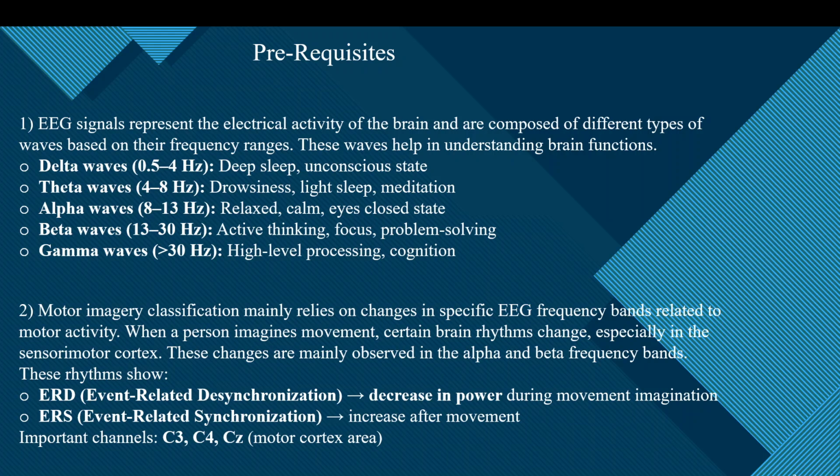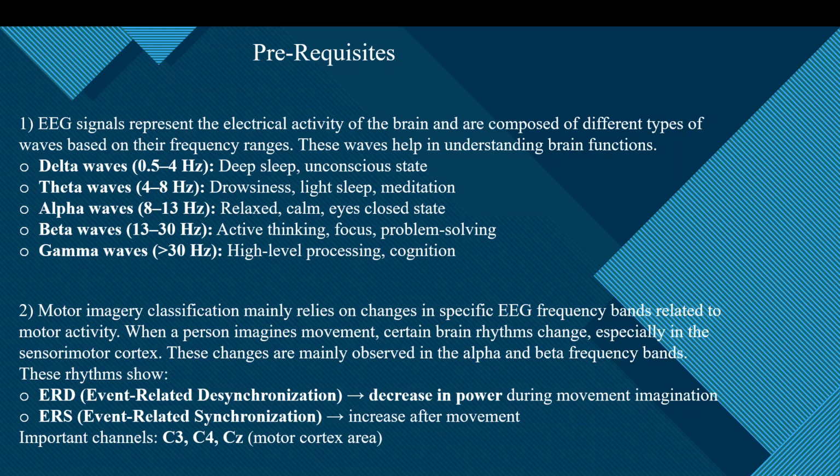Now, how do we achieve this? Basically, a person tries to imagine moving their left or right hand, and we need to predict that using EEG signals. When a person imagines any movement of his hand, there is a change in the power in the alpha waves and the beta waves. So we need to capture that power and then take a decision using an ML model.